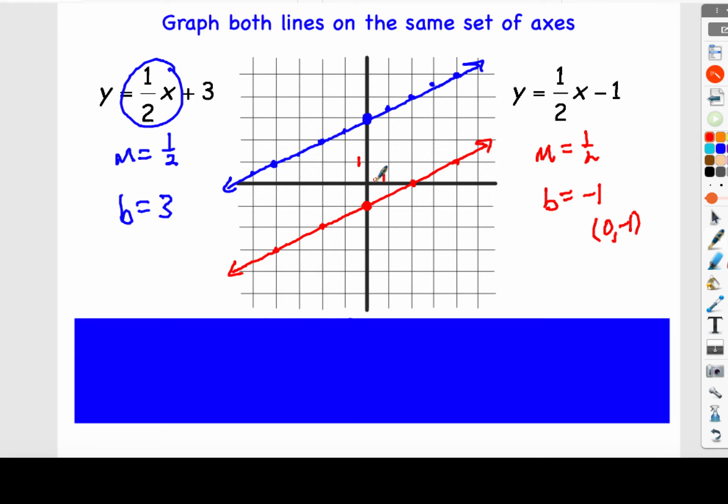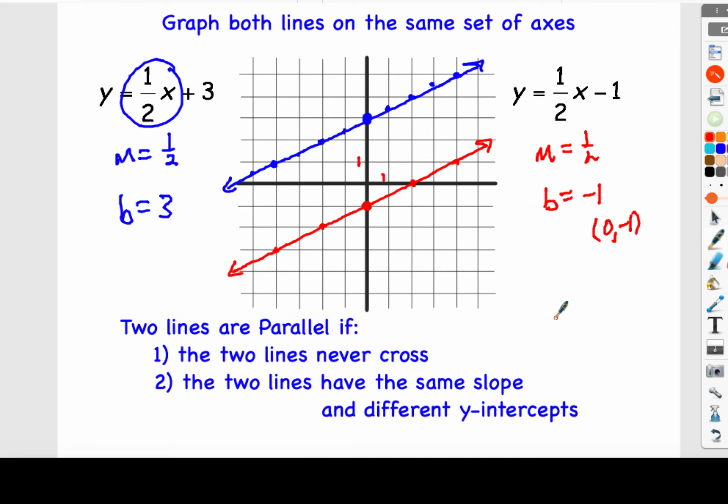And why aren't they going to run into each other? Well, every time this one's up 1, right 2, up 1, right 2, the other line's doing the same thing. Up 1, right 2, up 1, right 2. We started at different y-intercepts, but again, we're rising and running, so our slopes are the same. Parallel lines are two lines that never cross, but algebraically, the definition we want to remember is that they're lines with different y-intercepts but the same slope. Parallel lines always have the same slope.